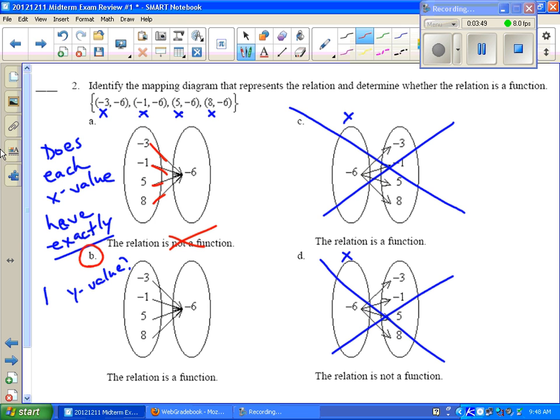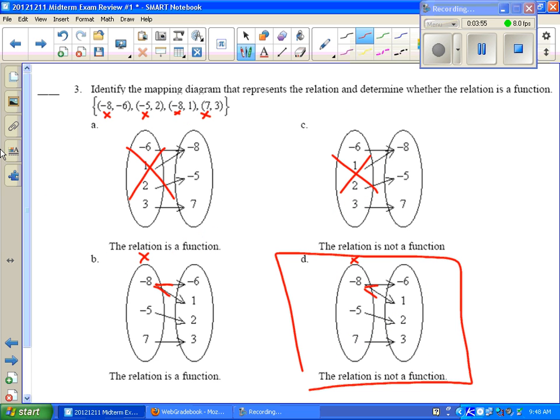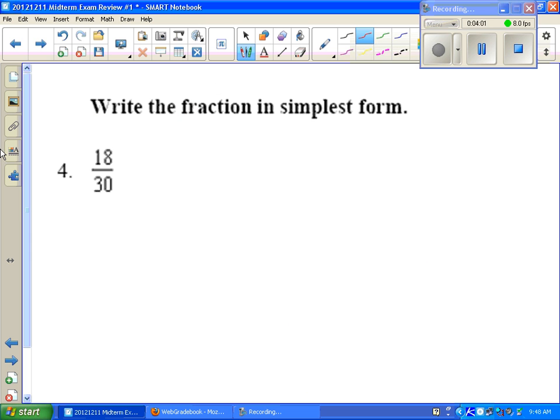The difference between 2 and 3: in number 2, they all had 1. The fact that they were all going to negative 6 didn't matter. They all had 1, so it was a function. And in number 3, 8 has 2 y values, so it's not a function.